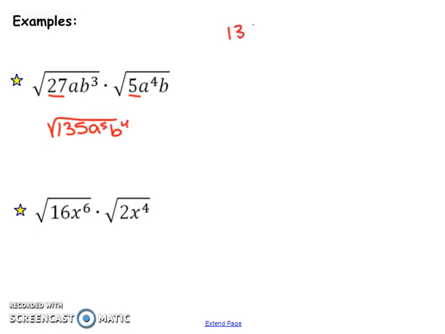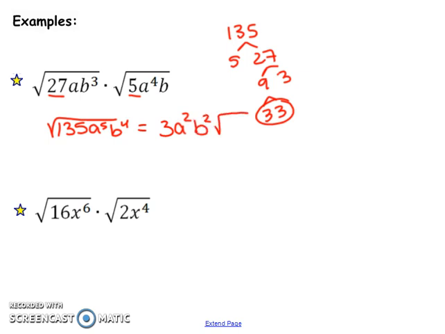So 135, if we break it down with our trees, 5 and 27, 9 and 3, 3 and 3. I have a pair of 3s, and I have a 5 and a 3 left over. So this is going to give me a 3 on the outside. A to the 5th is going to become a squared with an a left over. B to the 4th is b squared. On the inside, this 5 and 3 become 15, and then I had my a left over.